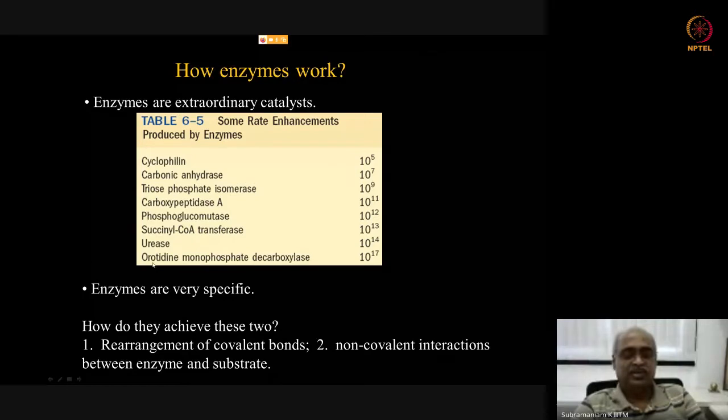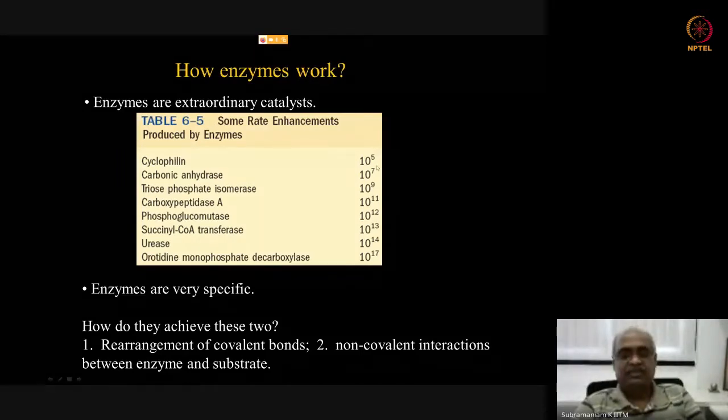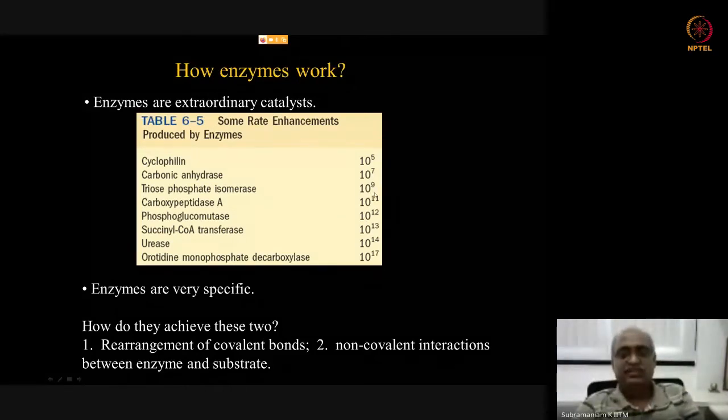So if you take the last one, orotidine monophosphate decarboxylase, it accelerates the reaction 10 power 17 times that of the uncatalyzed reaction. This is typical, like 10 power 5 is kind of on the lower ones. Most enzymes are in this order, like 7 to 11 orders of magnitude. They accelerate the rate of the reactions. So they are extraordinary catalysts.